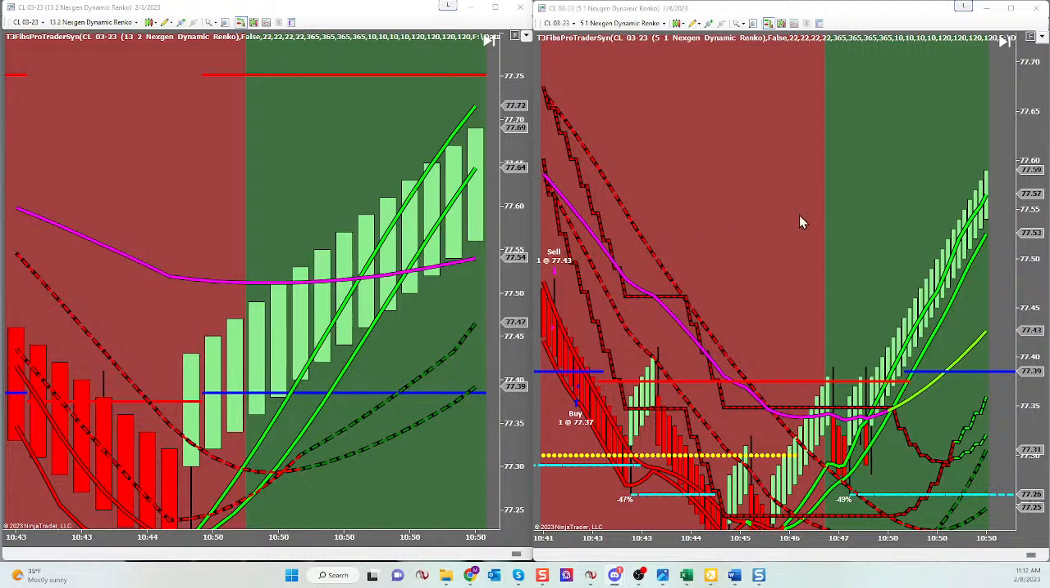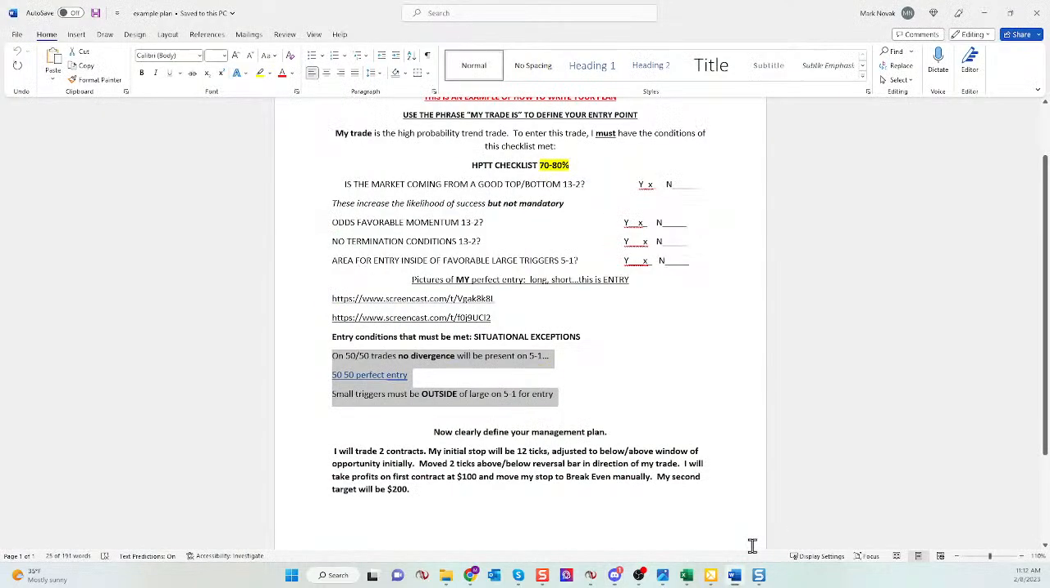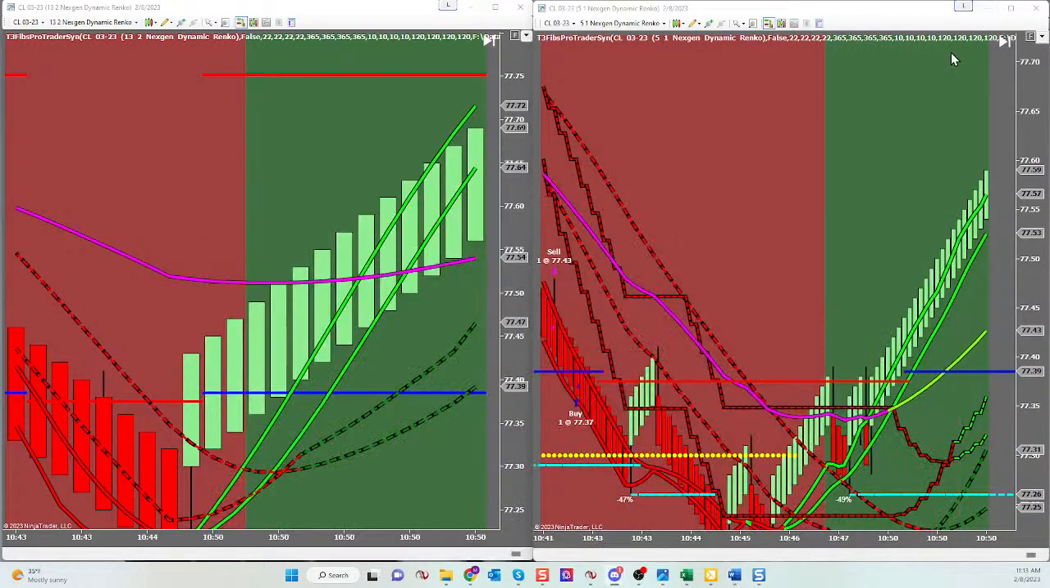All right, guys, so let's go through it. I've got my 13.2. And I've got my 5.1. So rules 1 and 2 happen on the 13.2 chart. Does everybody have their checklist out? Let's look at my plan. My plan asks me, is the market coming from a good top or bottom?